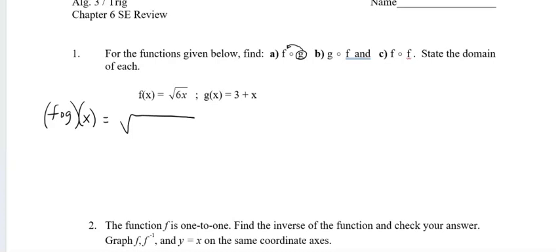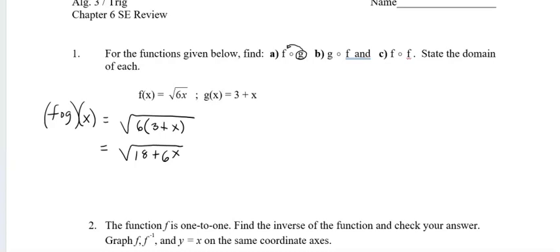In the f function, we will do the square root of 6 times (3 plus x). Then we'll simplify that, and that's going to be the square root of 18 plus 6x after we do the distributive property. And then we have to state the domain.